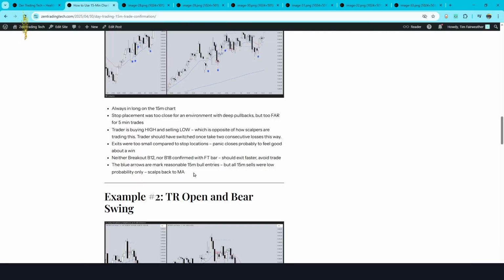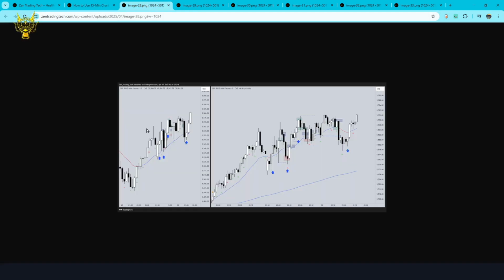I wrote some notes on the post on my view of some of these trades. Breakouts weren't confirmed, but the stop location was a problem. But we were always in long on the 15-minute chart, and we basically stayed always in long all day. New high, no strong break below that swing point, new high.